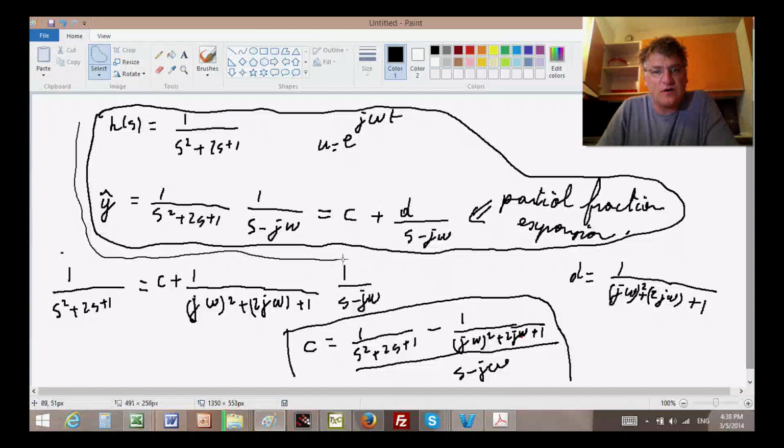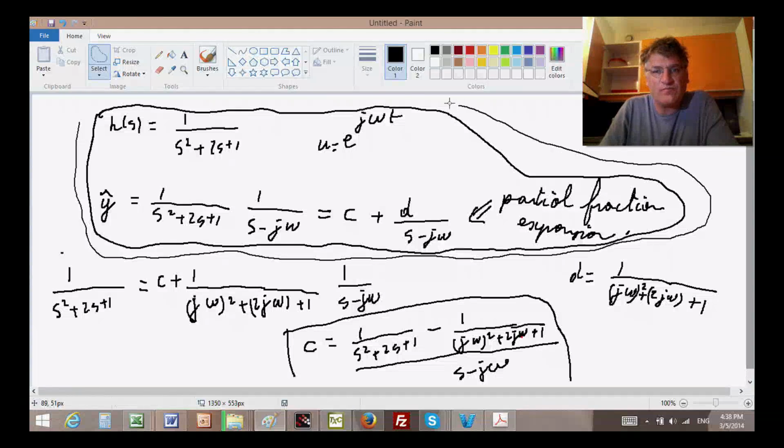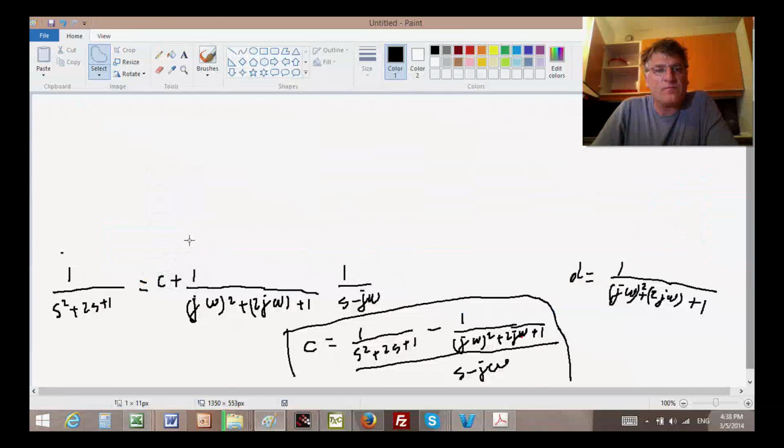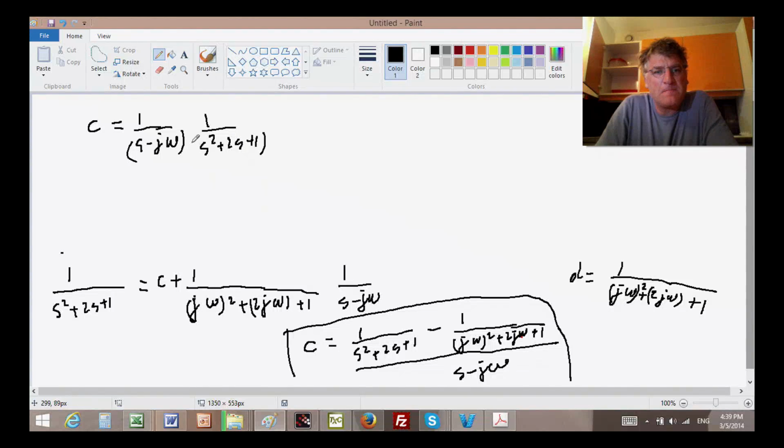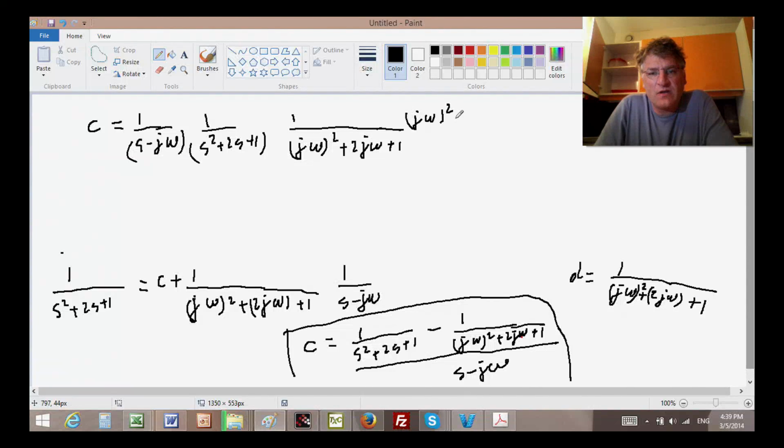All right, so that was not a good drawing. But instead, we're going to write that c is equal to 1 over s minus j omega times 1 over s squared plus 2s plus 1 times 1 over j omega squared plus 2j omega plus 1 times j omega squared minus s squared plus 2j omega minus s plus 1 minus 1, which is 0.